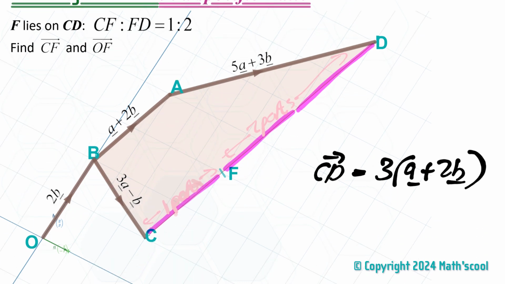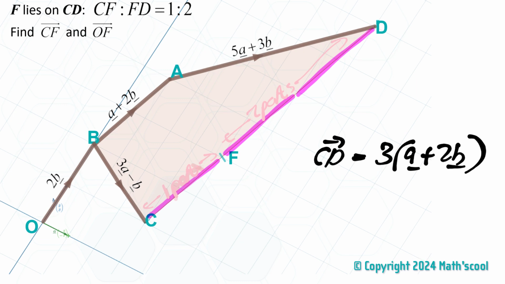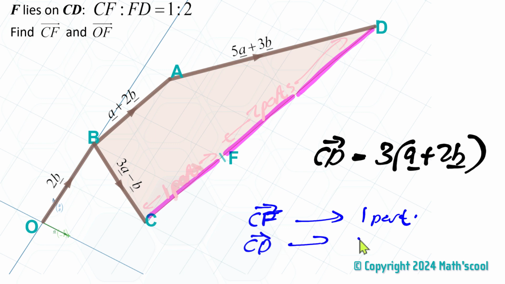Okay. So what I can do is just use our GCSE knowledge from way back in first year GCSE, from when we did the scale factor method. And we might say something along the lines of C to F is 1 part. And C to D, well, that's the whole 3 parts.